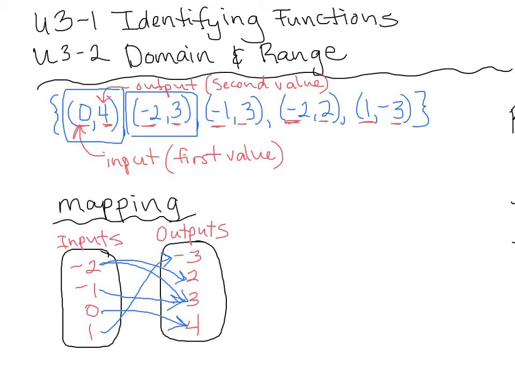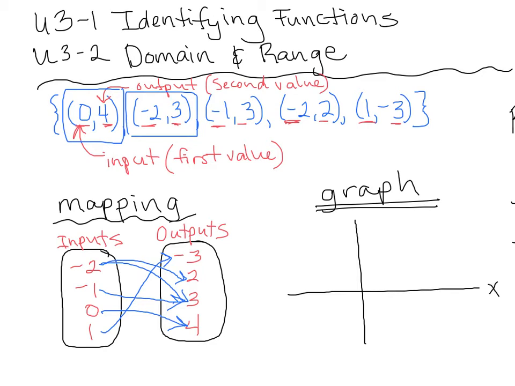And finally, we might have a graph to show this relation, okay? Now our graph, we're talking about like an x, y axis, okay? Remember that the x is the horizontal axis and the y axis is the vertical axis, okay? We could put a small scale on here. Okay, -3, -2, -1, 0, 1, 2, 3, 4. Let's go up.